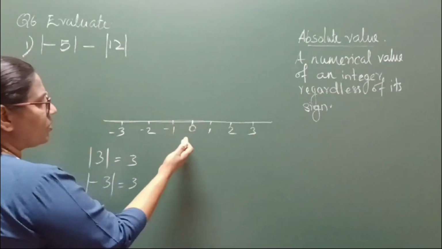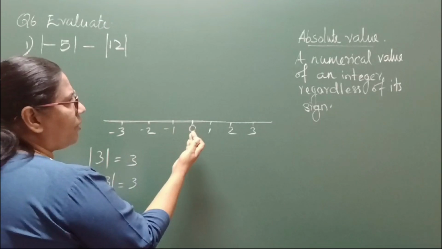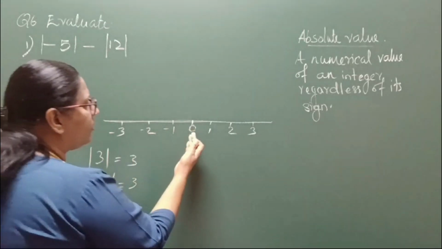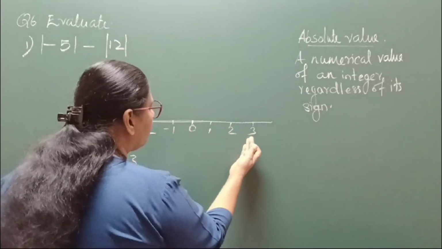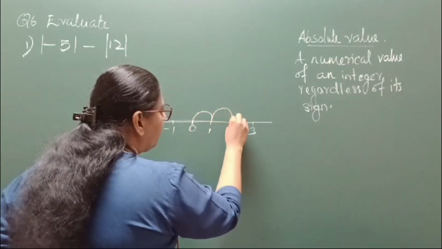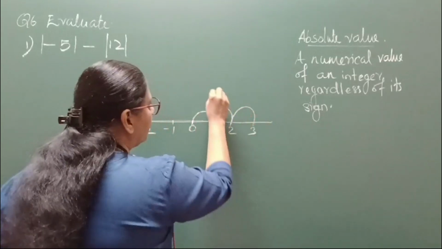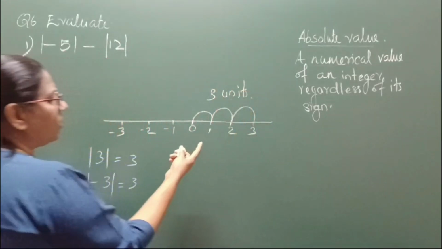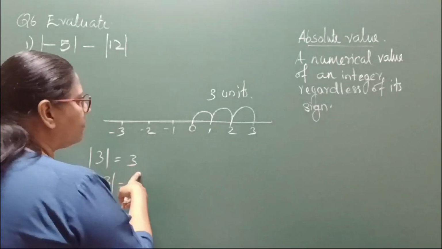Absolute value shows the distance of an integer from the 0. So here 3 I have taken, so the distance is 1 unit, 2 units and 3 units. This is a total of 3 units. So the absolute value of 3 is 3.